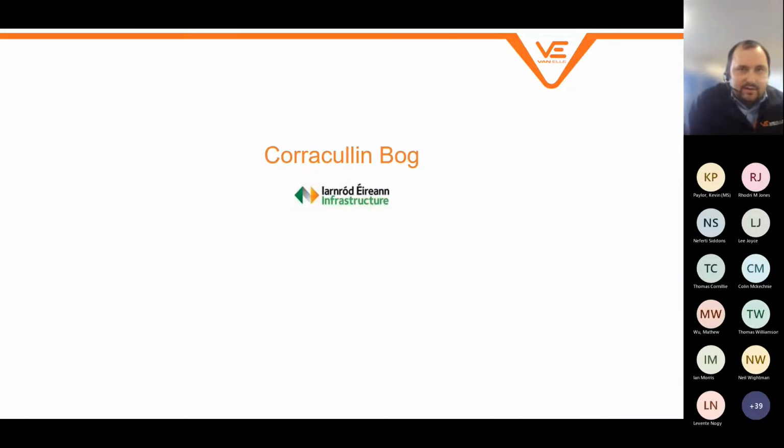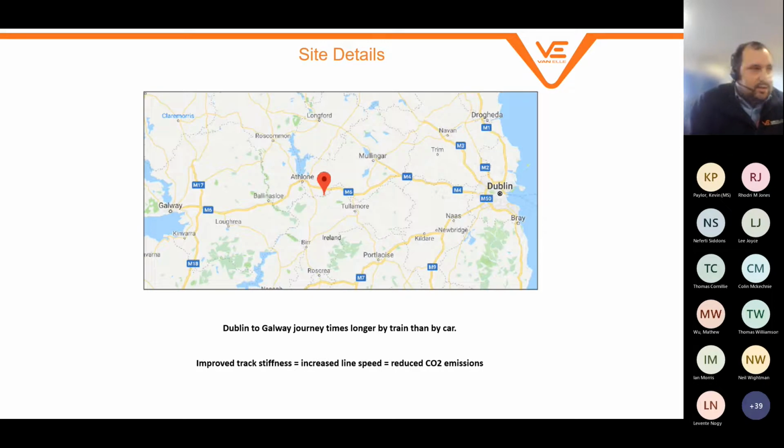So to put it all in perspective how it works, one of the case studies we've chosen is Coracle Bog, which is a pilot project we did with Irish Rail a couple of years back, and it was on a section of track not far from Athlone and sits directly on the Dublin to Galway line.